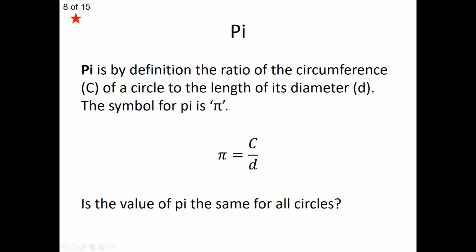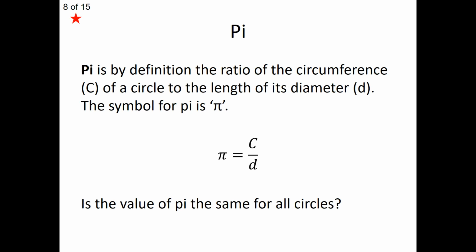Now, we are going to be moving into a last relationship we find within our circle, known as the number pi, the ratio of pi. Pi is by definition the ratio of a circle's circumference, capital C, to the length of its diameter. Again, we use that lowercase d. The symbol for pi is the Greek letter pi. So we have this relationship that pi is the circumference divided by the diameter.